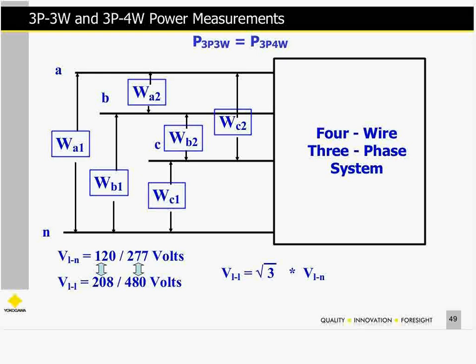So if we look at our system, here's a 4-wire system. If we measure a 4-wire system just using 2 wattmeters in the 3-phase 3-wire method, that power is going to be the same whether we measure it as 3-phase 3-wire or 3-phase 4-wire. You get a device out here that's drawing the same power. So regardless of how you hook it up and measure it, you're going to get the same power.